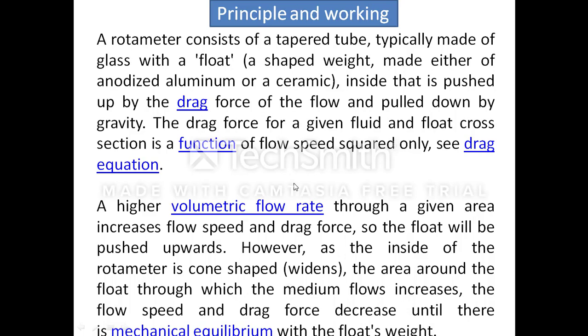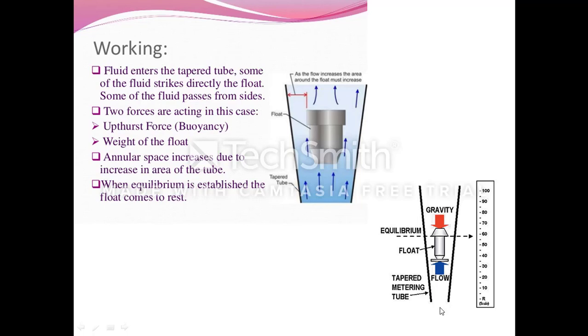Here again I am going to correlate with the diagram. Here the water is coming with a higher flow rate, and the float is pushed up to the maximum height. So the maximum distance moved by the float indicates the higher flow rate. Suppose the water flow rate is less, then the float will be at a very low position. So that indicates the flow.